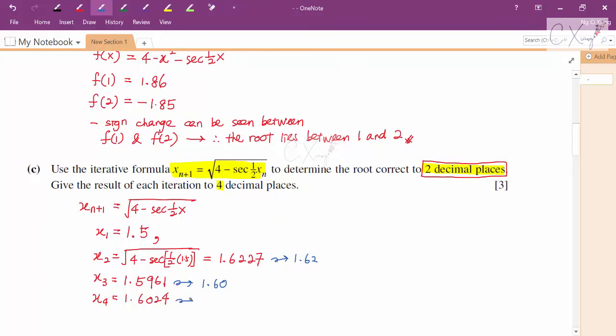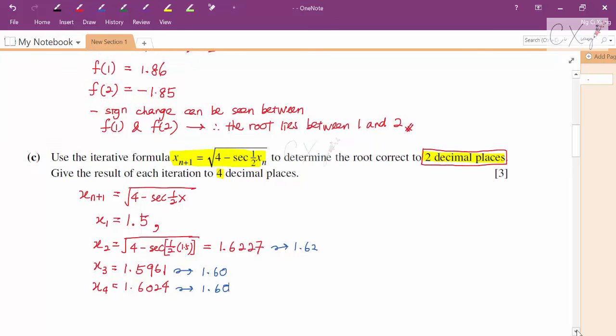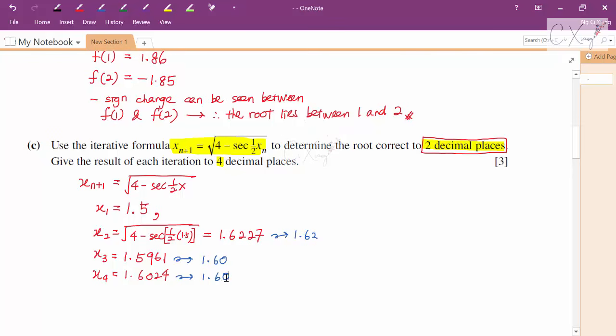Then you check again for this answer. What is the answer for 2 decimal places here? It will be 1.60. And you can see that these two values are the same, repeated. So you can see that 1.60 for 2 decimal places, and this is also 1.60 for 2 decimal places. So we can conclude that the root is 1.60. If you want to be safe, you can try to extend it to another iteration, just to double confirm that your final answer is correct.